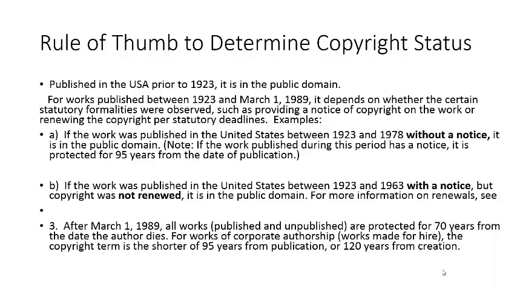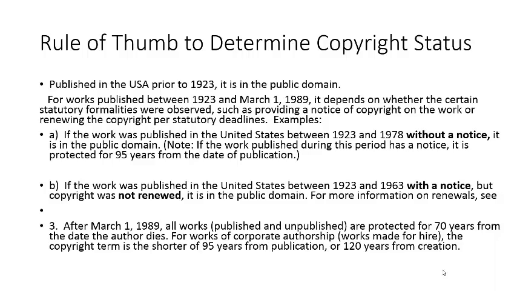Now, if it was published in the United States prior to 1923, it's in the public domain. And I want to skip down here to notation A. If the work, the book, the film, whatever, was published in the United States between 1923 and 1978 without a notice, it is in the public domain.